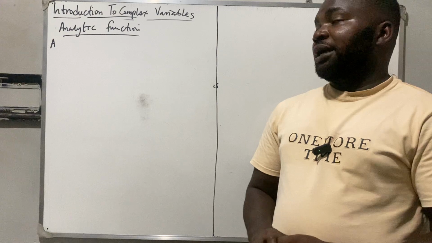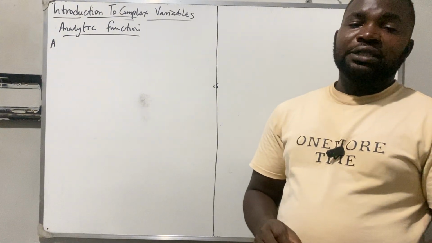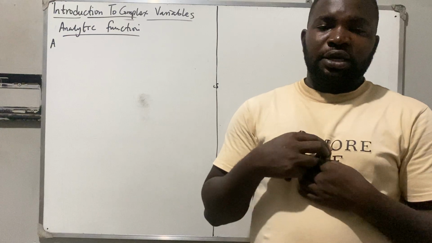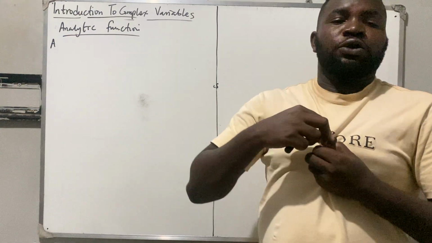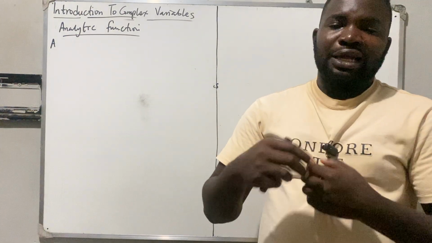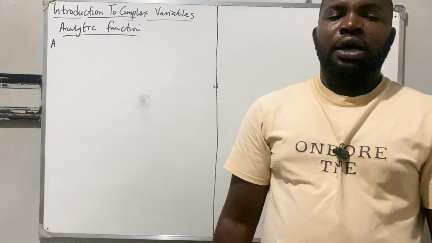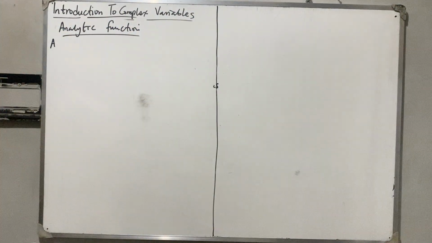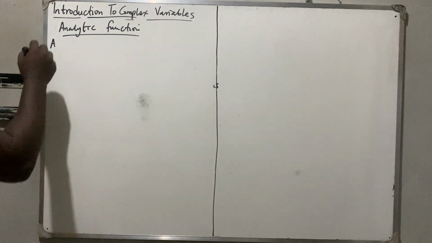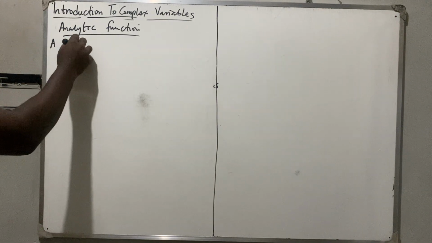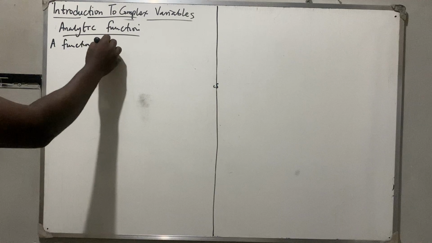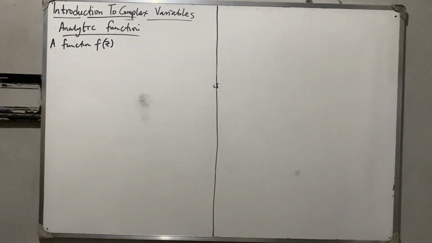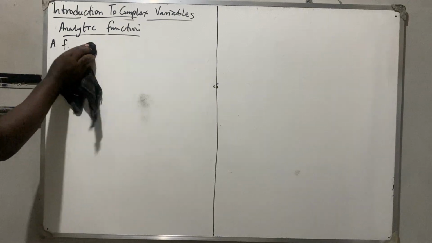Like I said, a function is analytic at a point, maybe z naught or a point a, if that function is differentiable at that point z naught and equally differentiable at the neighborhood of that z naught. So let us write that a function f of z is said to be analytic. Since I've said it, just write it so that I will not waste time.